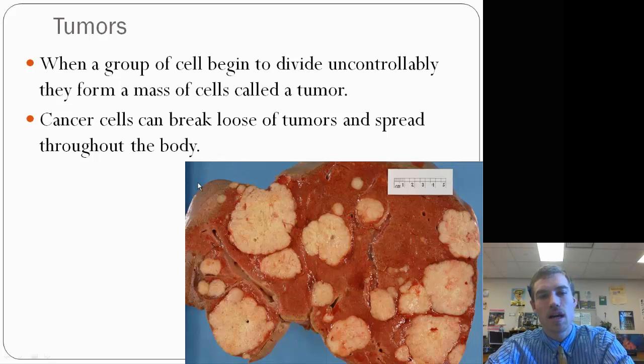And when cancer cells break loose, so let's say some cancer cells broke off of here and spread to another part of the body, say the liver or the kidneys, that is not good, and that is when you have a malignant tumor. It's also called metastasizing.